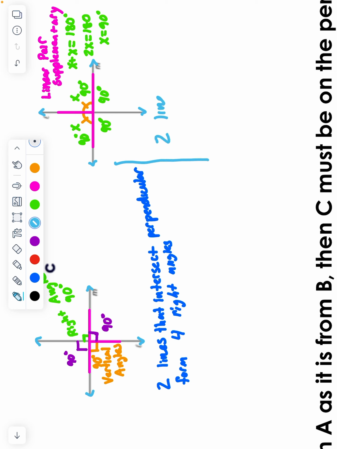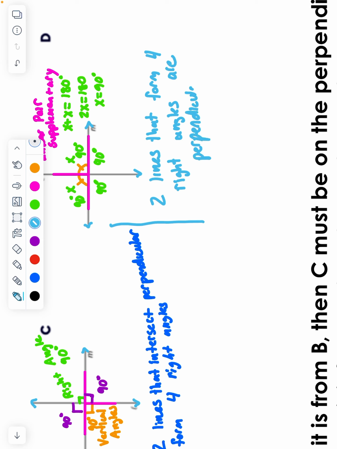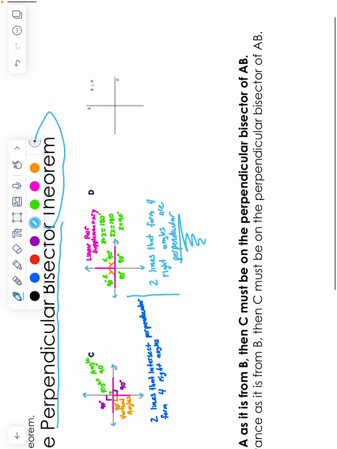Two lines that form, we'll write the converse of this, we'll write it backwards, form four right angles are perpendicular. Okay, we can't forget that word perpendicular. I can't believe I forgot it. Whew. I'm sweating over here now.